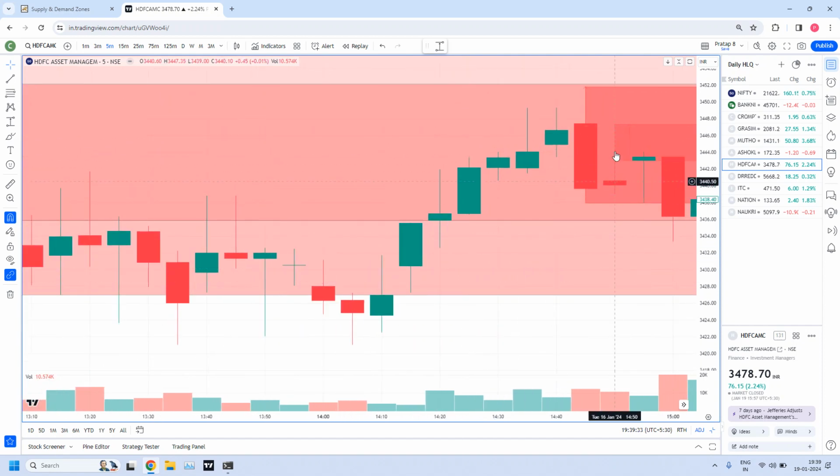So this is an ERC candle, a big candle from here to here. This is a failed ERC candle. You can use it as a leg-in. Then you have a base candle and then you have a drop candle. This is the way we have identified this zone.